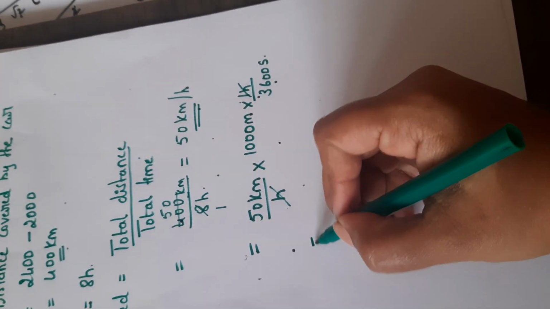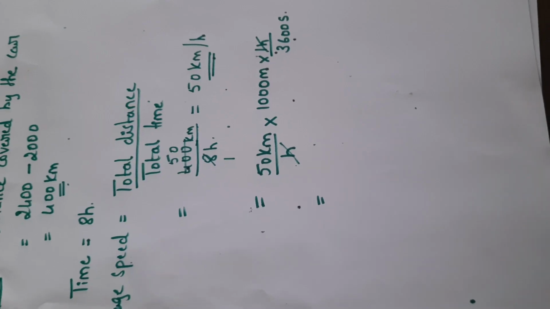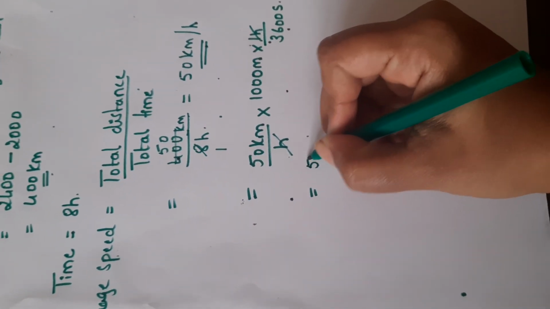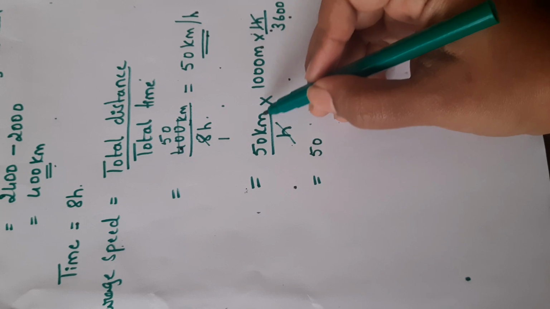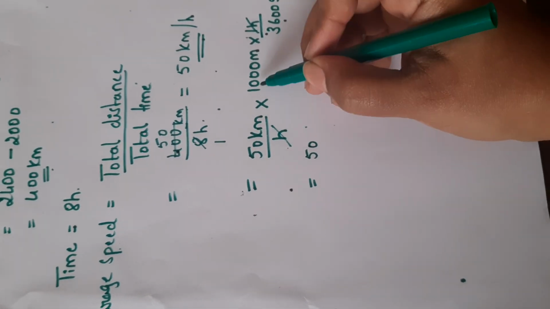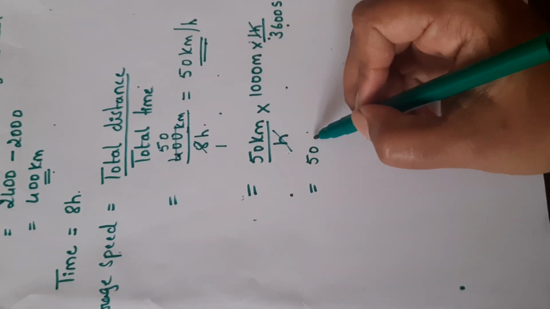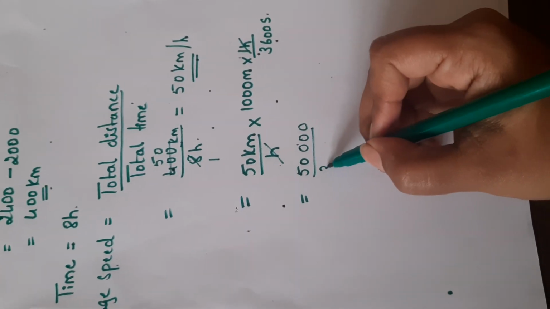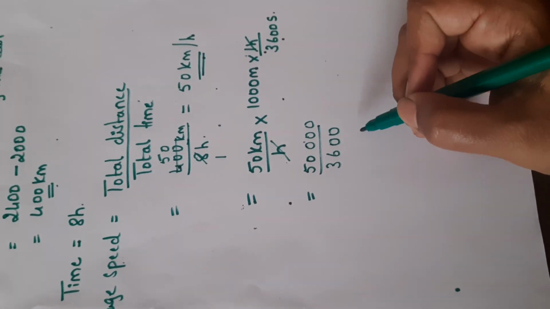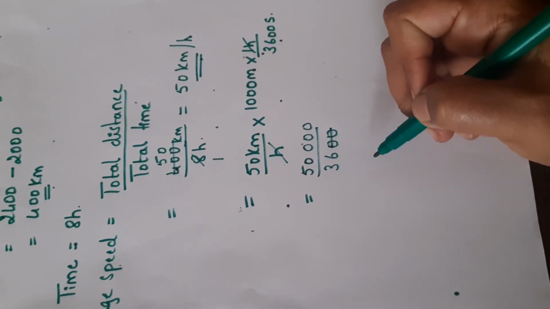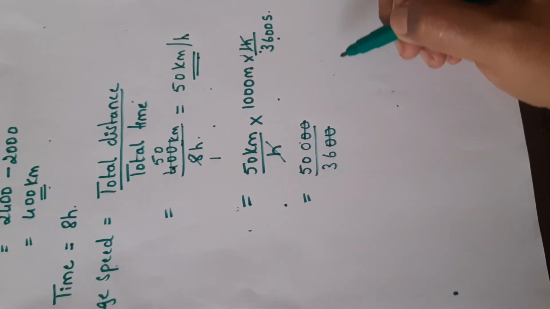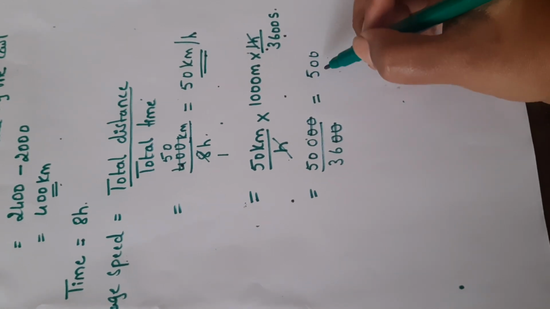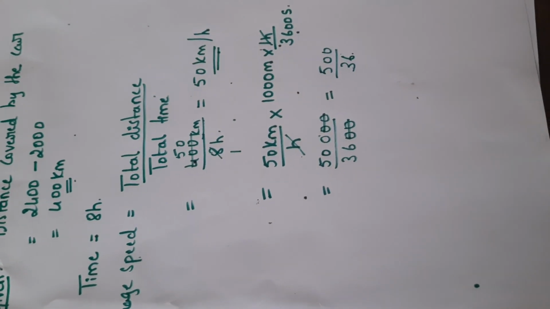What you will do is, hour gets cancelled. Next you are left with 50 into 1, which is 50 only. You have remaining 3 zeros. Write those 3 zeros divided by 3600. 2 zeros in the denominator get cancelled with 2 zeros in the numerator. You are left with 500 divided by 36.